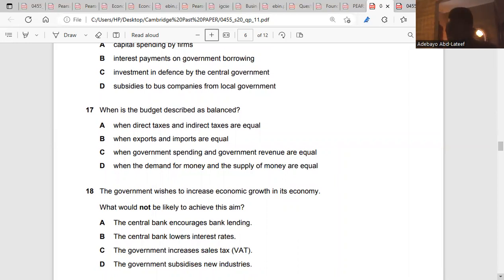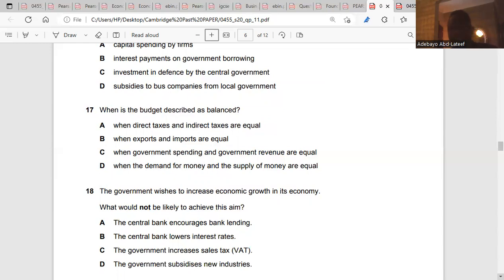Okay. 18. The government wishes to increase economic growth in its economy. What would not be likely to achieve this goal? So if government wants the economy to grow, first, they could encourage bank lending, because if government encourages bank lending, it increases investment. For lower interest rate, if government reduces the interest rate, it makes the cost of borrowing cheaper. People will be able to borrow and invest. Economy will grow. Subsidies will make the cost of production for goods and services reduce. Firms will be willing to produce more. Output will increase. Economy will grow.